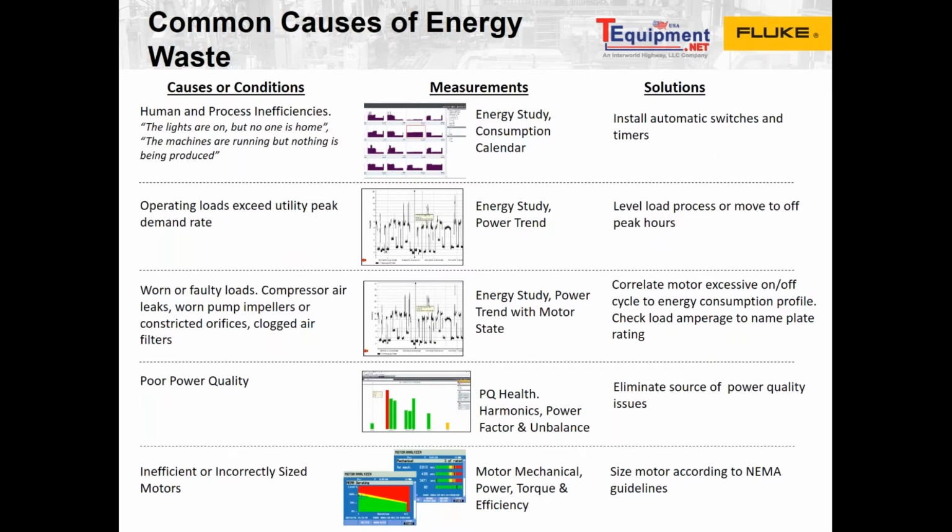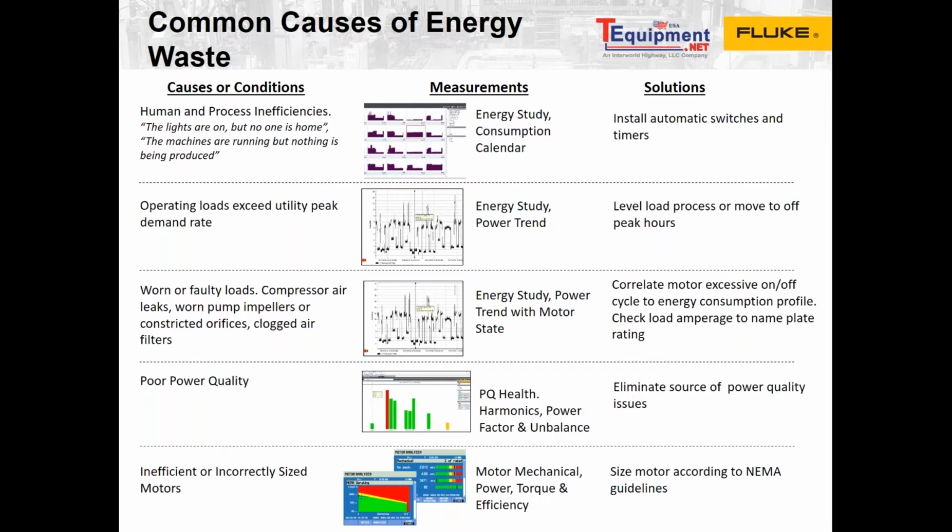So this is a list of common causes of energy waste. The first line: leaving the lights on when there's no one home, or having machines run when you're not actually producing any product. It's a waste of money. The type of measurements to take in these cases are energy studies, looking at the energy consumption for every calendar hour, day, week, or month. And as mentioned before, picking up on the patterns, the rhythm and the flow.